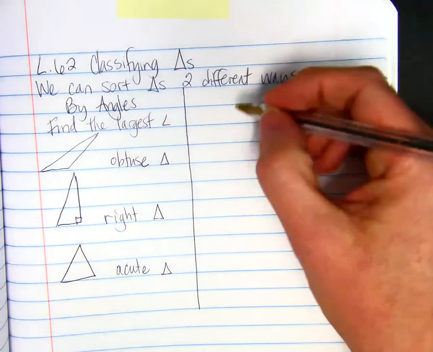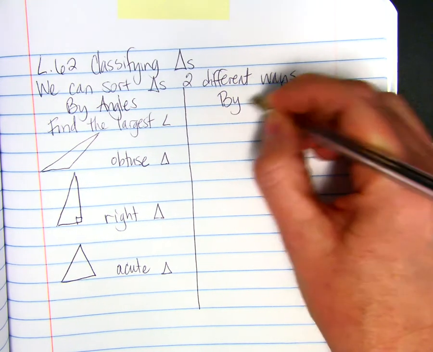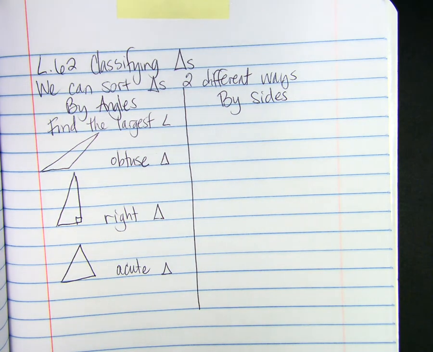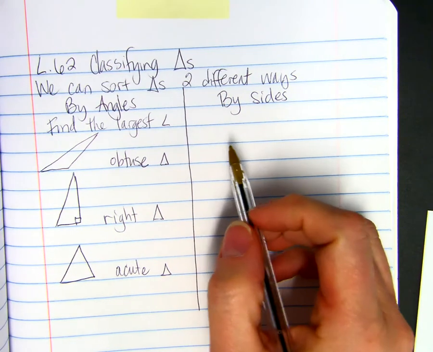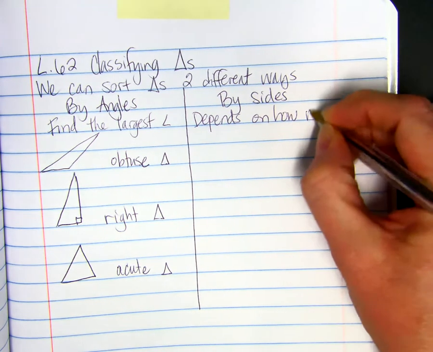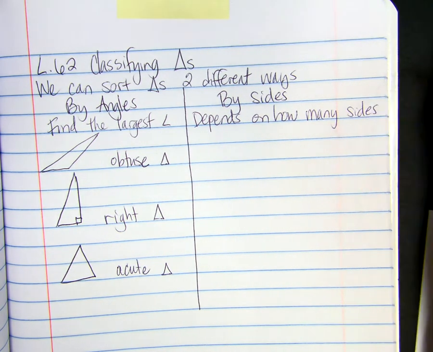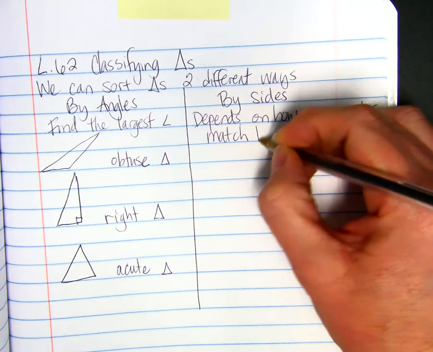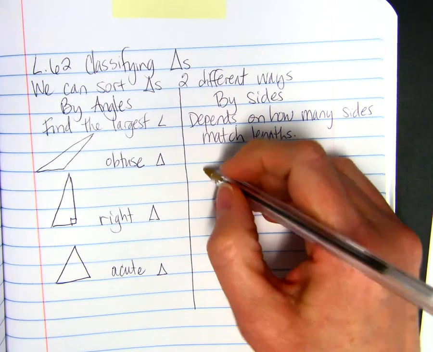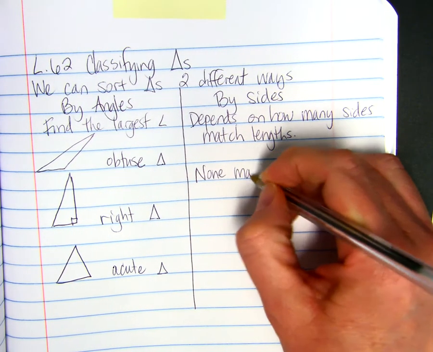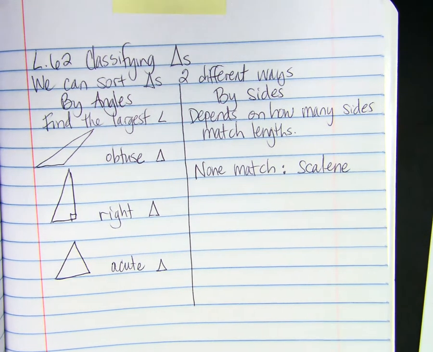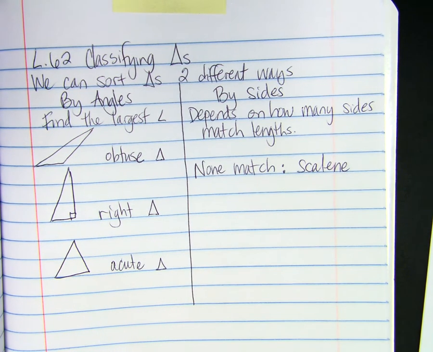Then we can classify them by sides. So when you're classifying by sides, it depends on how many sides match lengths. So if you have none that match, that's called scalene. So if all 3 sides have different lengths, it's scalene.